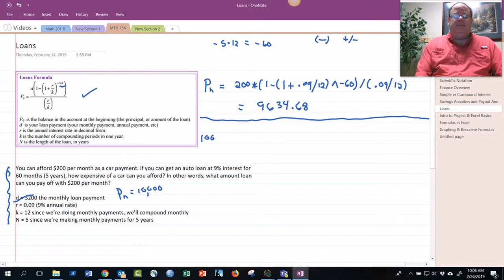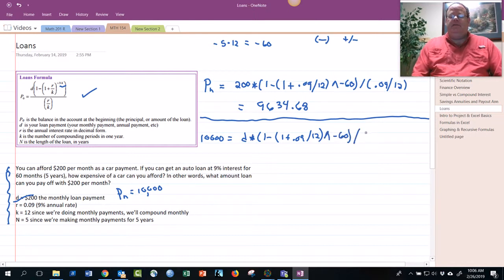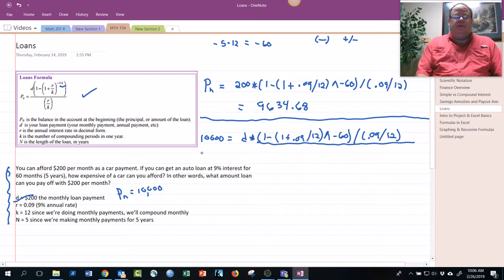So put in the PN, 10,000, equals, now this time our payment is D. Everything else is going to be the same. Open parenthesis, 1 minus, open parenthesis, 1 plus 0.09 divided by 12, exponent key, negative 60, close parenthesis, divide, open parenthesis, 0.09 divided by 12. Now we need to solve for D. What that means is we need to divide both sides by this whole big mess right here. So I'm going to flip this around a little bit and put the D out here.